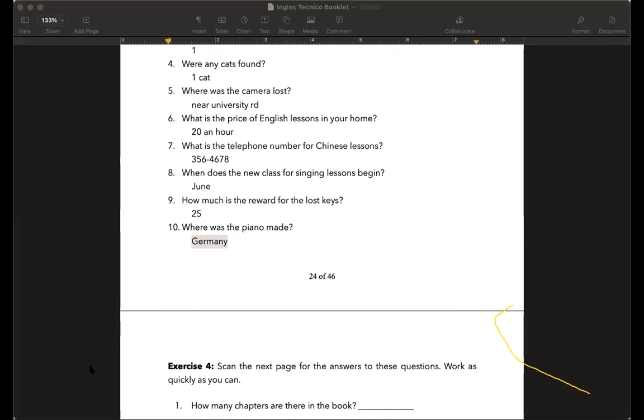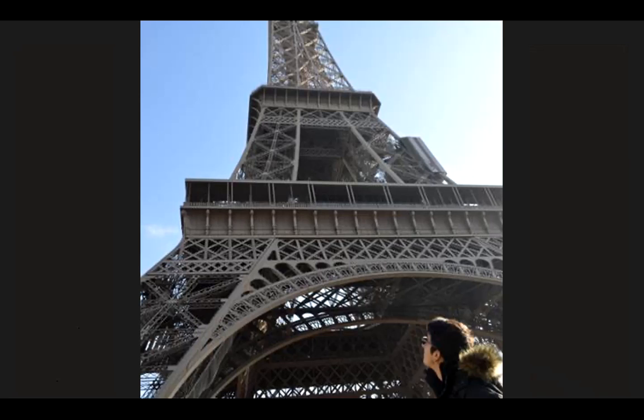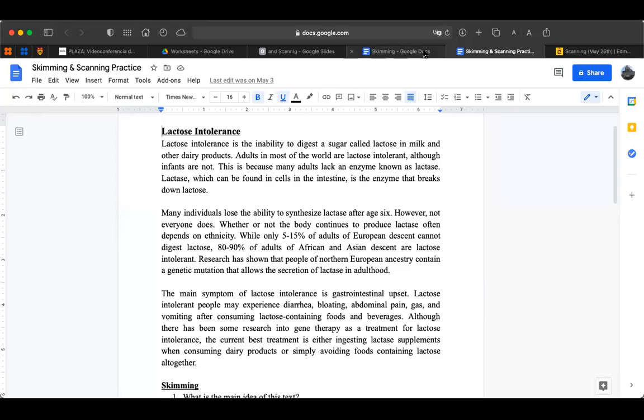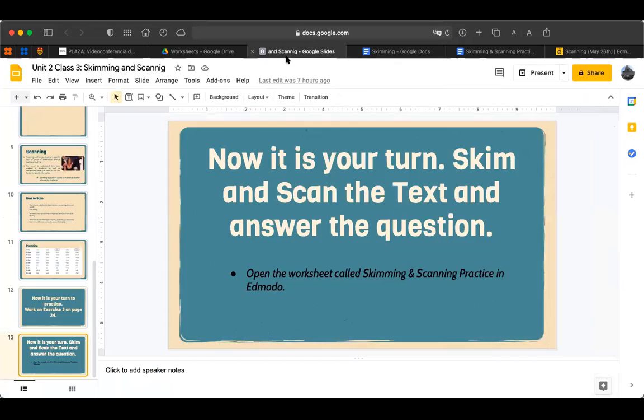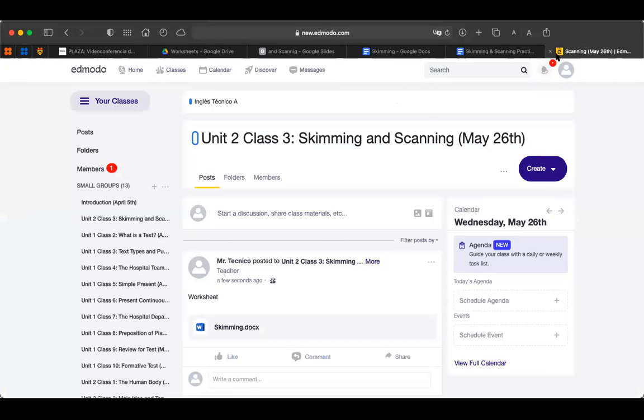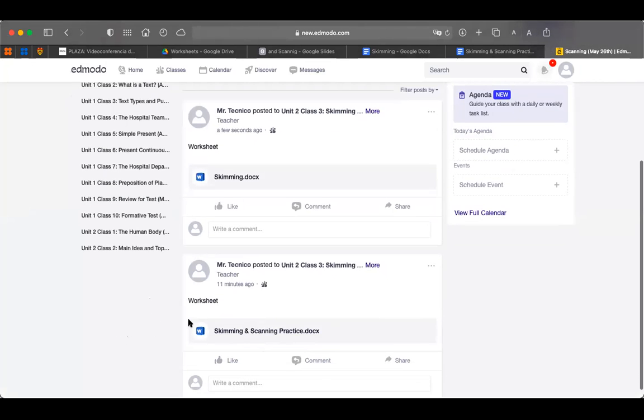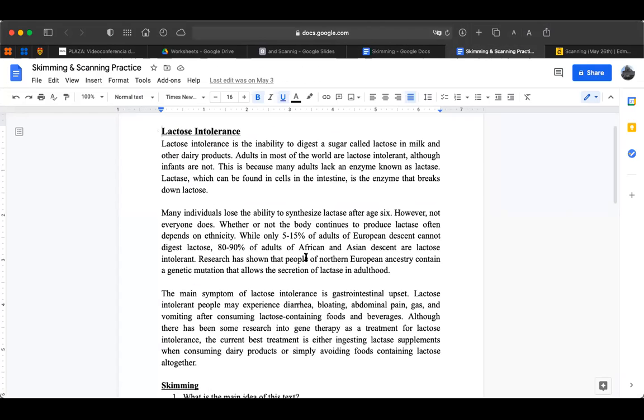So you guys get the idea, right? Of scanning and skimming and how it works? Okay, that's good. So now I need you to download the second document that I uploaded, el segundo documento que subí. It's called Skimming and Scanning Practice in Edmodo. This one, el primero que subí. I need you to download that. Se ve así.